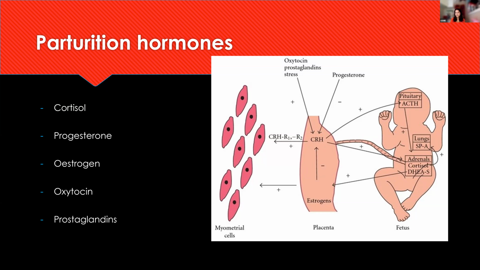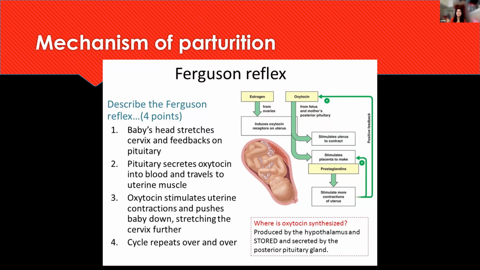Let's quickly talk about the mechanism of parturition. This is a positive feedback loop. Stretch of the cervix causes hypothalamic oxytocin neurons to secrete oxytocin from the posterior pituitary, causing uterine contraction. The fetus moves further down into the cervix. Again, the uterus is stretched and it's all a positive feedback loop. This is called the Ferguson reflex. This all continues until the placenta is also expelled.